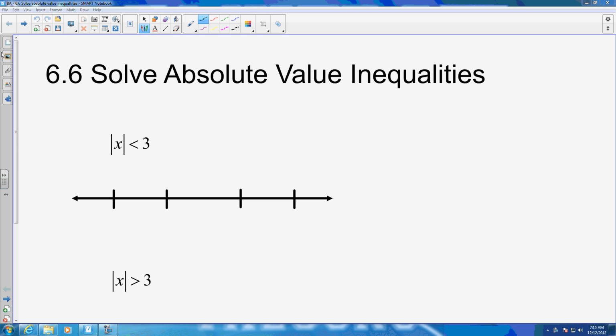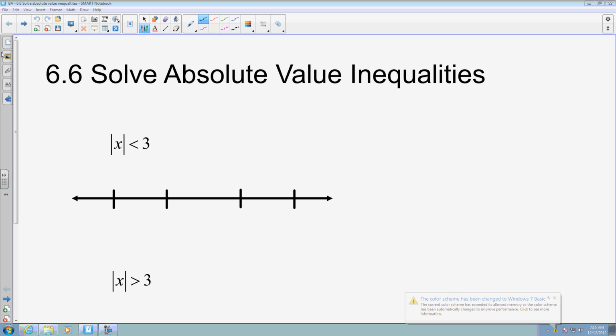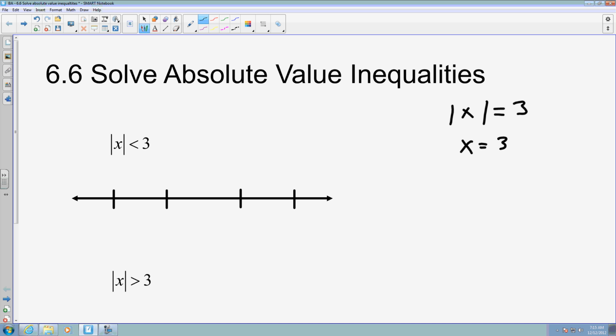Absolute value means the distance a number is from zero. So when we talked about the other day, when the absolute value of x equals 3, we made the conclusion that x could equal 3 and -3. So that's what we learned from 6.5.